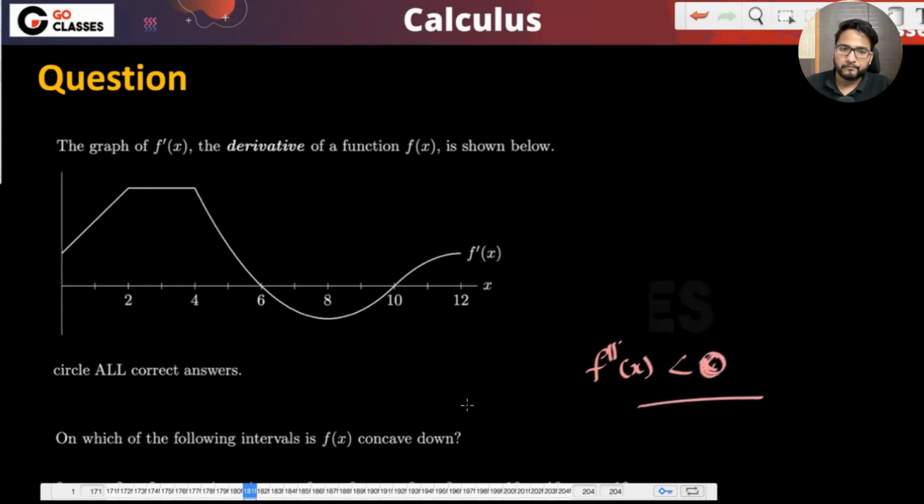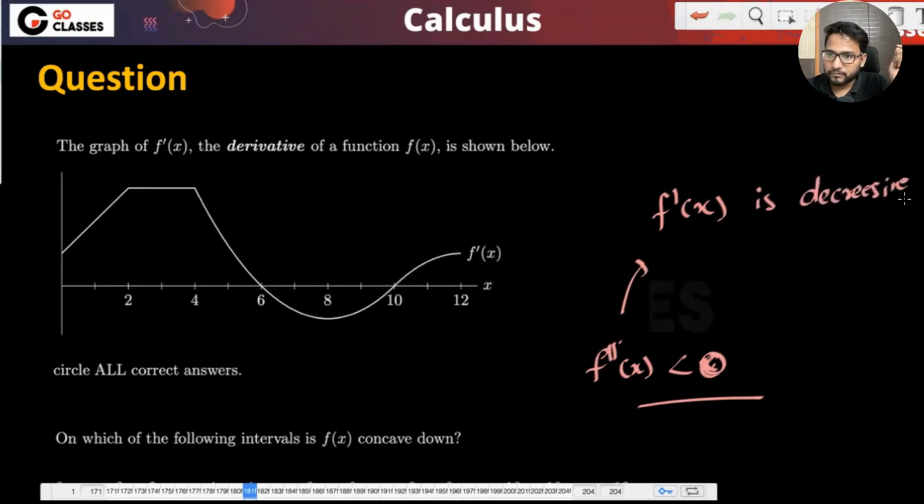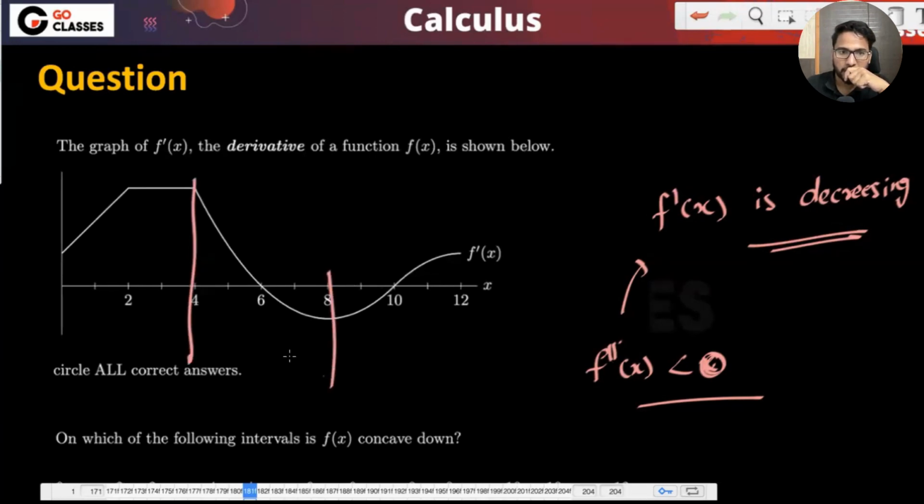This is f dash x. f double dash less than 0 means f dash x is decreasing, right? So in which interval is f dash x decreasing? I think from this to this, right? 4 to 8 should be the answer. Yeah, 4 to 8.